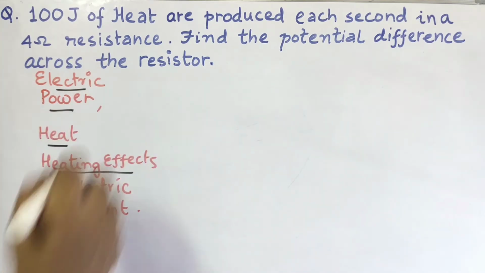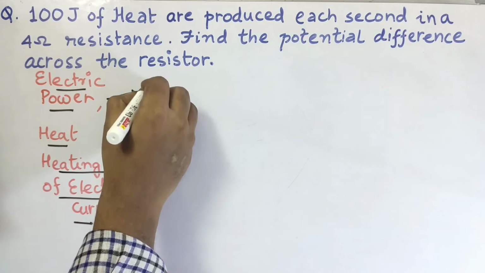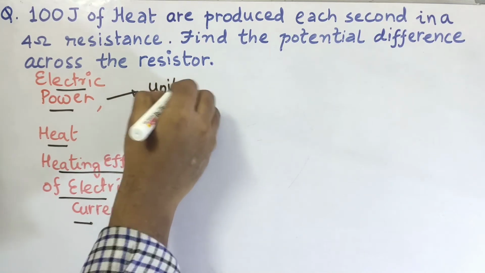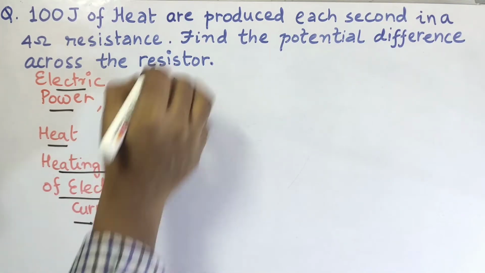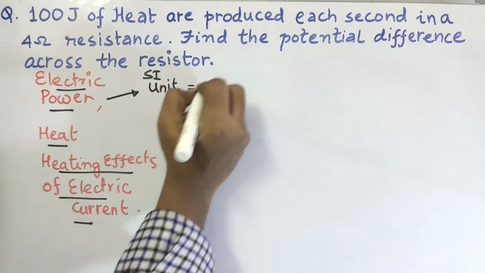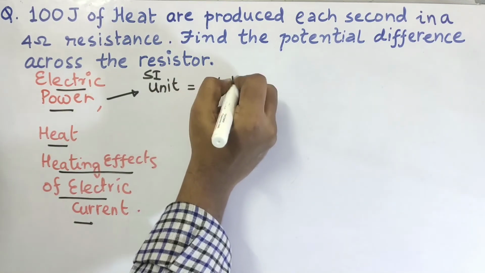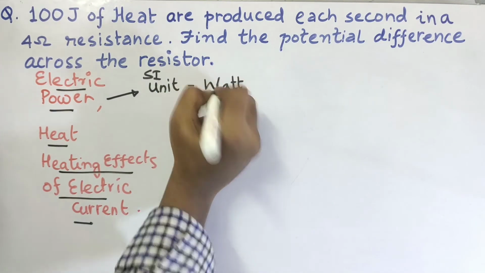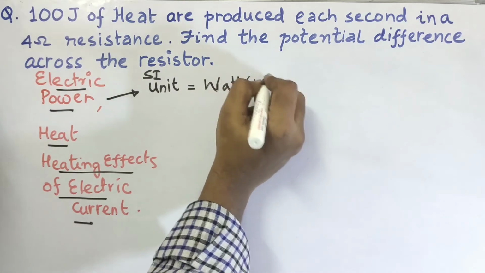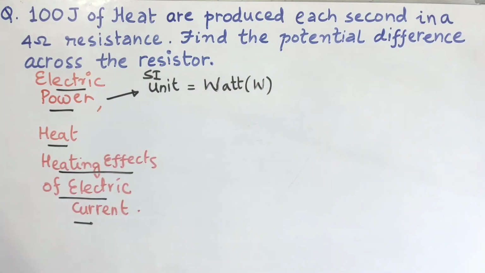The SI unit of electric power is watt, named after the famous scientist James Watt, and its symbol is W. You must have seen this symbol on electric appliances. So let me show one electric appliance to you.